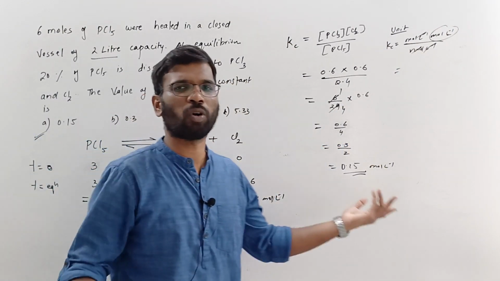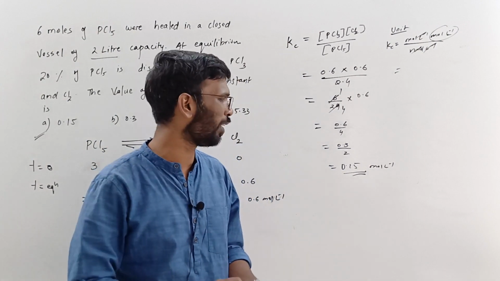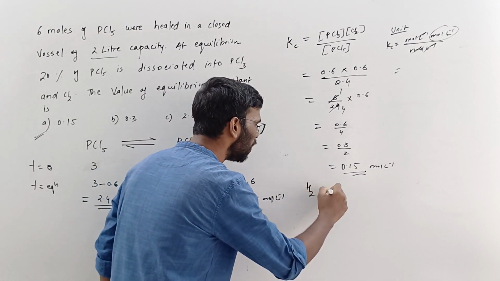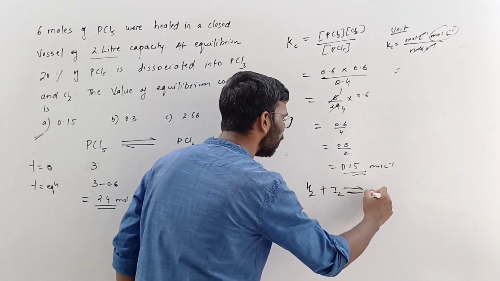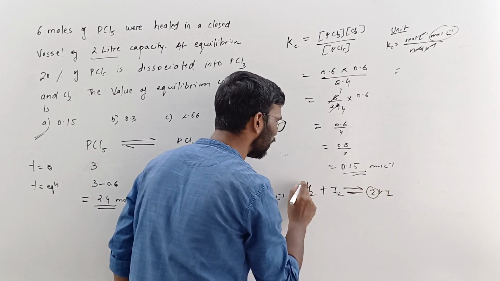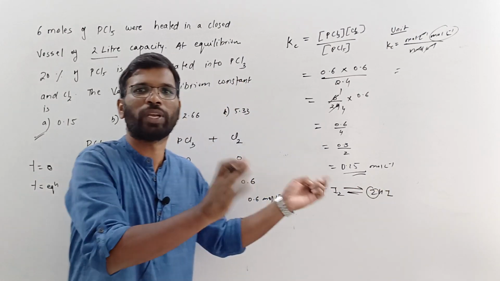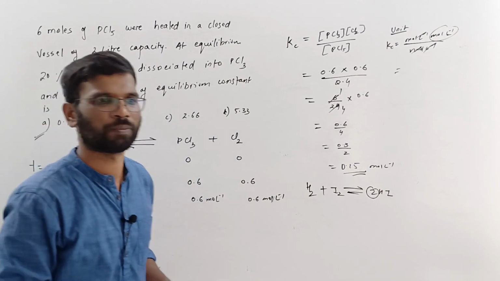Some equilibrium constants will be there without a unit. If you take this example, H2 plus I2 is in equilibrium with 2HI. Here also it is 2, and here 1 plus 1 is 2. So here it is a unitless quantity for the equilibrium constant, right?